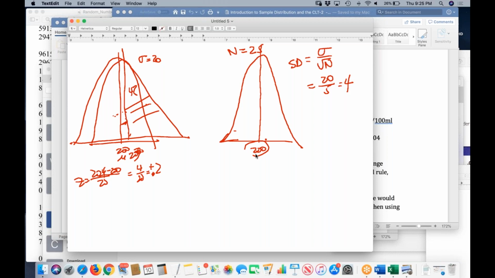But now, what if I asked you the probability that you took a sample of size 25 and your sample mean would be greater than 204? It would be this area. Let's find the z-score. The z-score is 204 minus 200 over the standard deviation for the repeated samples, which is only 4, equal to 1. So the probability that we would get a sample mean greater than 204 is 1 minus the area below a z-score of 1.